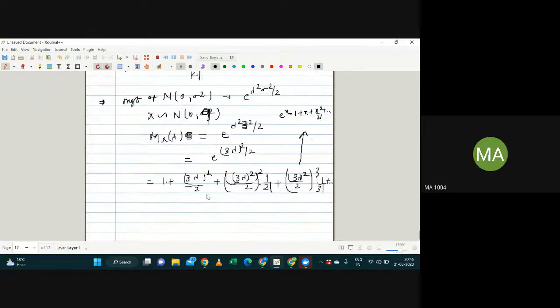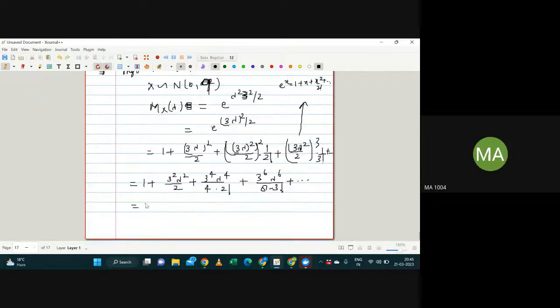So it's 1 plus 3 square lambda square by 2 plus 3 to the power of 4, lambda to the power 4, divided by 4 into 4 into 2 factorial. Correct? What will be the next? Next, it will be 3 raised to power 6, lambda to power 6, divided by 8 into 3 factorial, right?